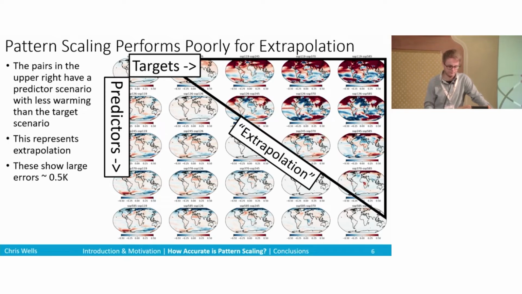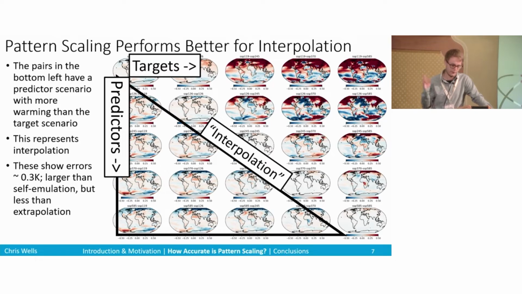And then conversely, if you go to the bottom left corner, this is interpolation, so using a scenario to project a scenario with a lower radiative forcing. And again, you get some errors associated with that, more than you get for self-emulation, but less than for the extrapolation scenarios.